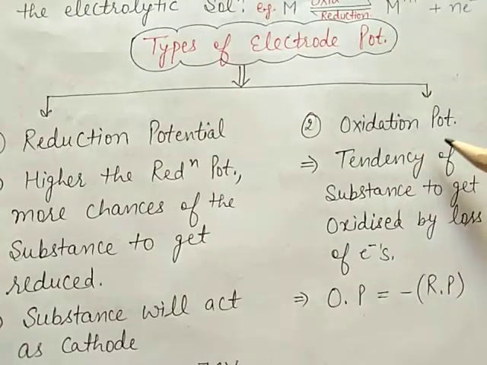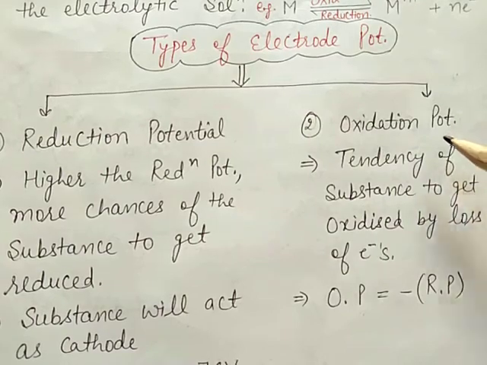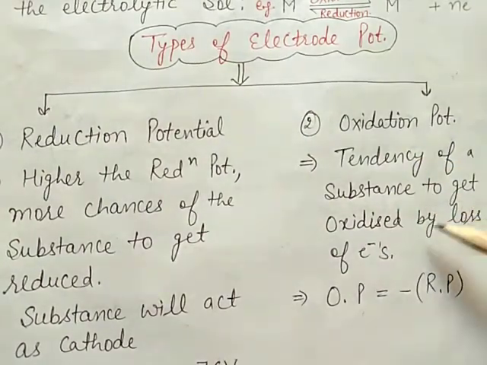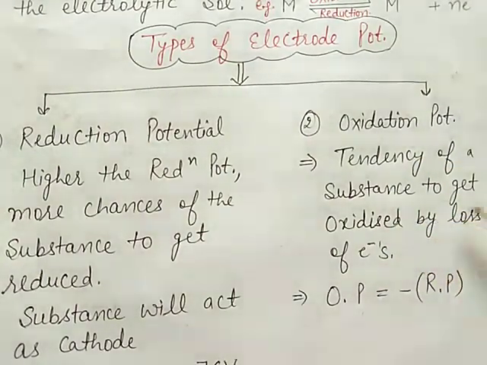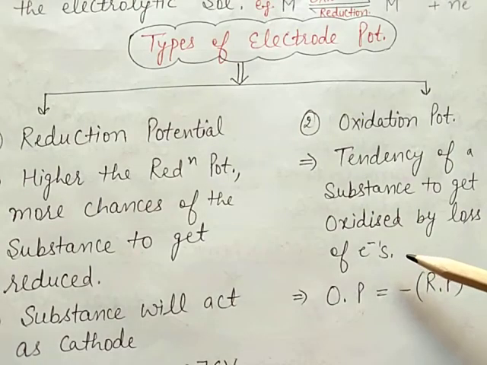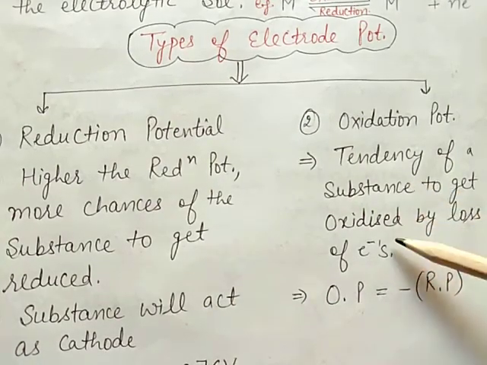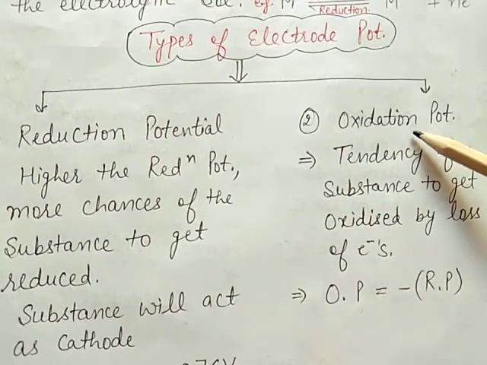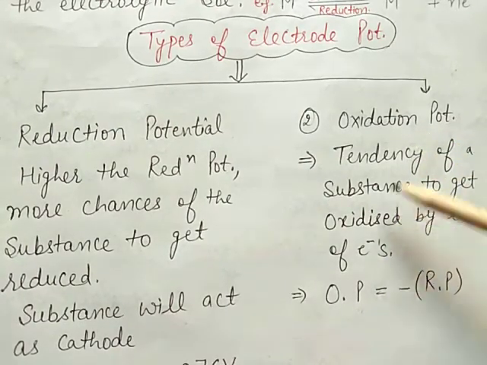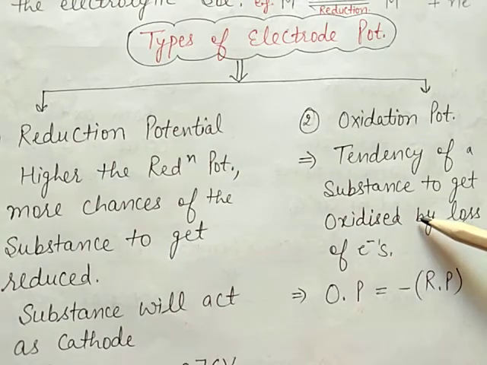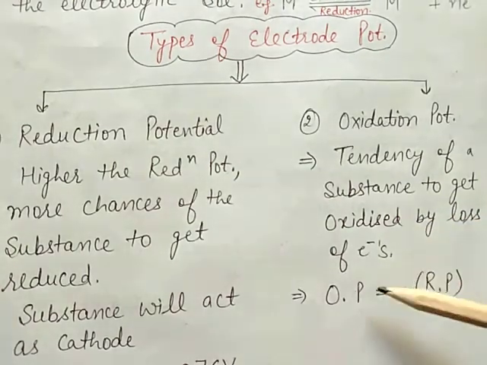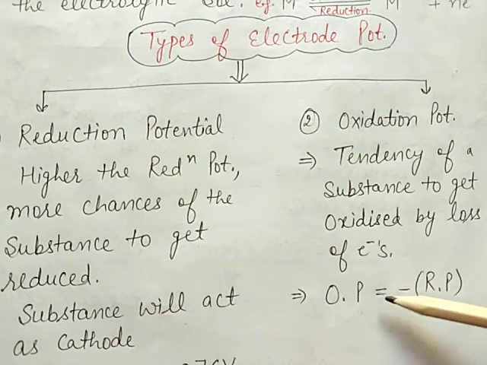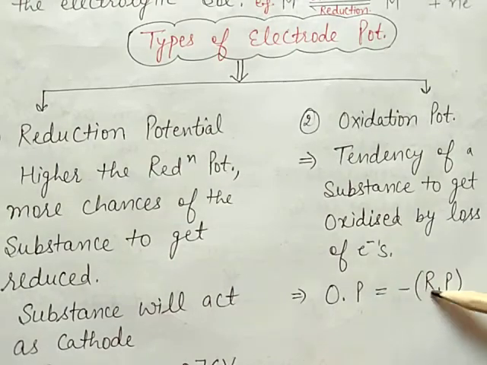Now next is oxidation potential. Oxidation potential means tendency of a substance to get oxidized by the loss of electrons. It means the substance will act as anode, because on anode oxidation takes place. Oxidation potential is equal to minus reduction potential.